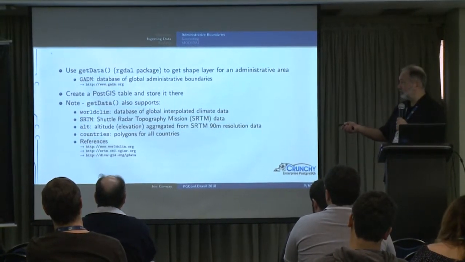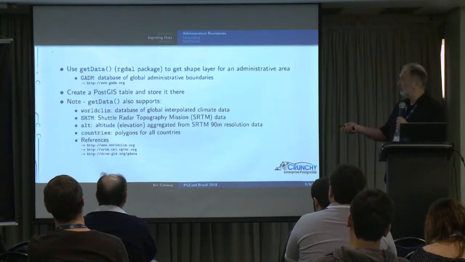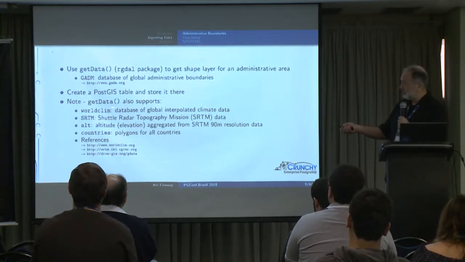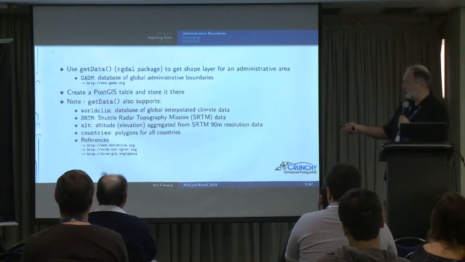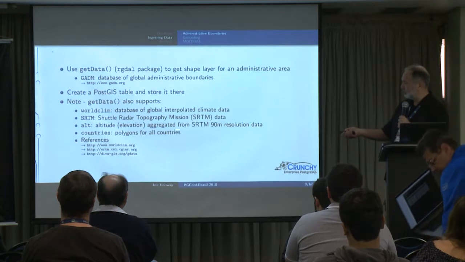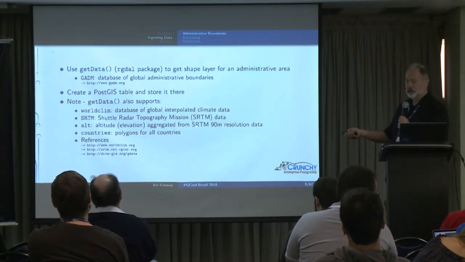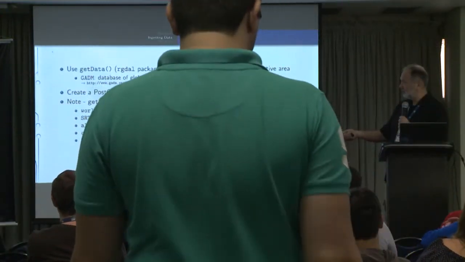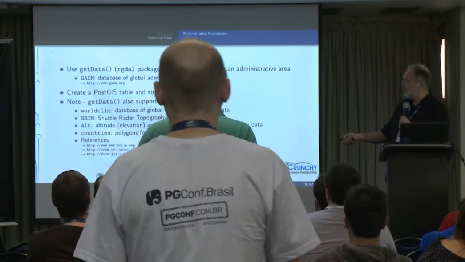We're going to use that function to grab the data, and then we're going to use a PostGIS table to store it. And just as a side note, getData also supports something called WorldClim, which is a database of interpolated climate data. It supports some topography data that was collected by shuttle missions. It's got polygons for all countries, and there are some more references for those things here on the slide.